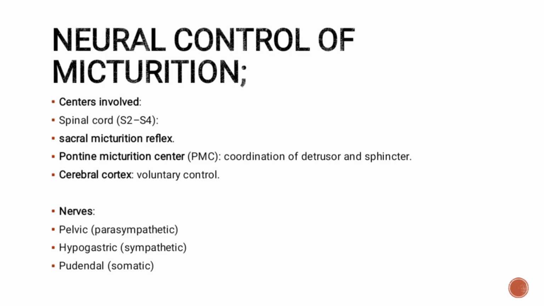Then there is neural control of micturition. Micturition is a highly coordinated event controlled by several neural centers. The sacral spinal cord houses the basic reflex arc for micturition. The pontine micturition center in the brain stem integrates input and ensures that bladder contraction and sphincter relaxation occur together. Finally, the cerebral cortex allows conscious control. This is why adults can delay urination voluntarily. Pelvic nerves carry parasympathetic fibers which cause detrusor contraction. The hypogastric nerves provide sympathetic input for storage, and the pudendal nerve provides somatic control over the external sphincter.